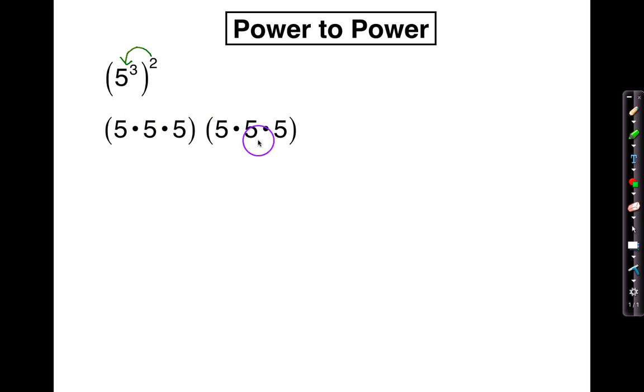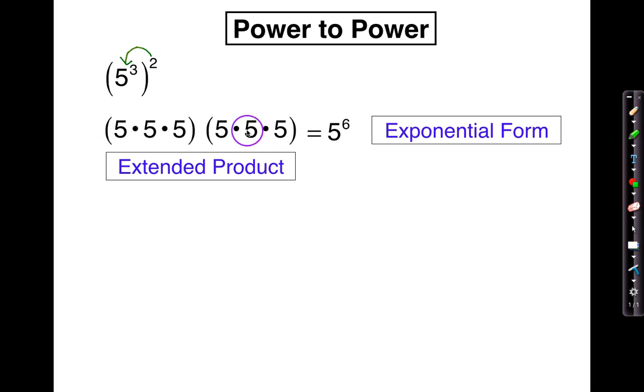Okay, so now we're going to go ahead and look into power to power. Here we have 5 cubed squared. Well, again, whenever you're not sure of what to do, always go back to the basics of writing things out. In this case, what's technically being squared? I would say 5 cubed. So I'm going to go ahead and write 5 cubed 2 times. So here's my first set of 5 cubed, and here's my second set of 5 cubed. Now I'm going to express it in exponential form. Since 5 is being repeated 6 times, I'm going to go ahead and write that as 5 to the 6th power. Here is our extended product, also known as the expanded product, and here is our exponential form.